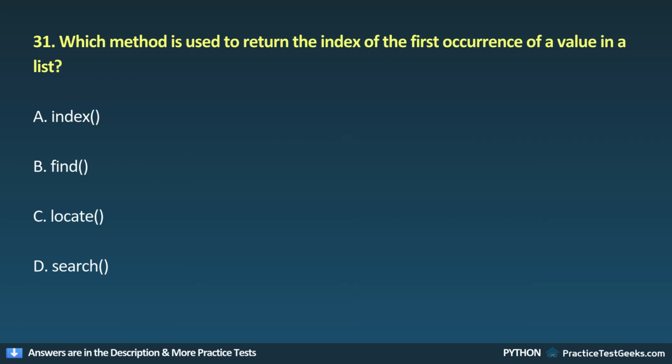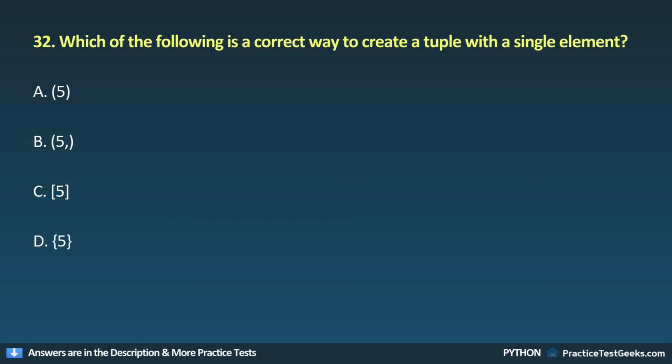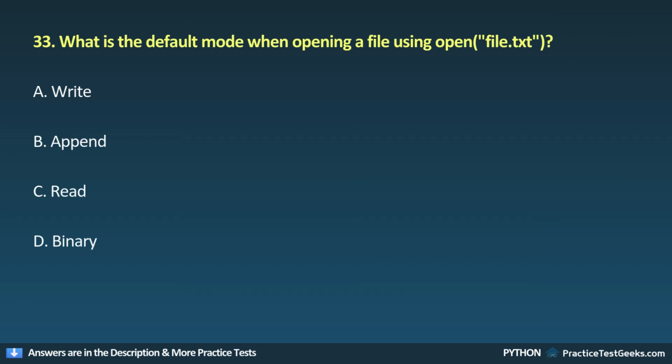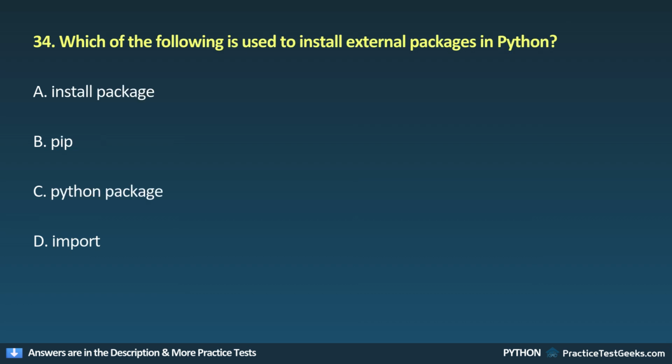D. search. 32. Which of the following is a correct way to create a tuple with a single element? A. (5). B. (5,). C. 5. D. [5]. 33. What is the default mode when opening a file using open(file.txt)? A. write. B. append. C. read. D. binary. 34. Which of the following is used to install external packages in Python?